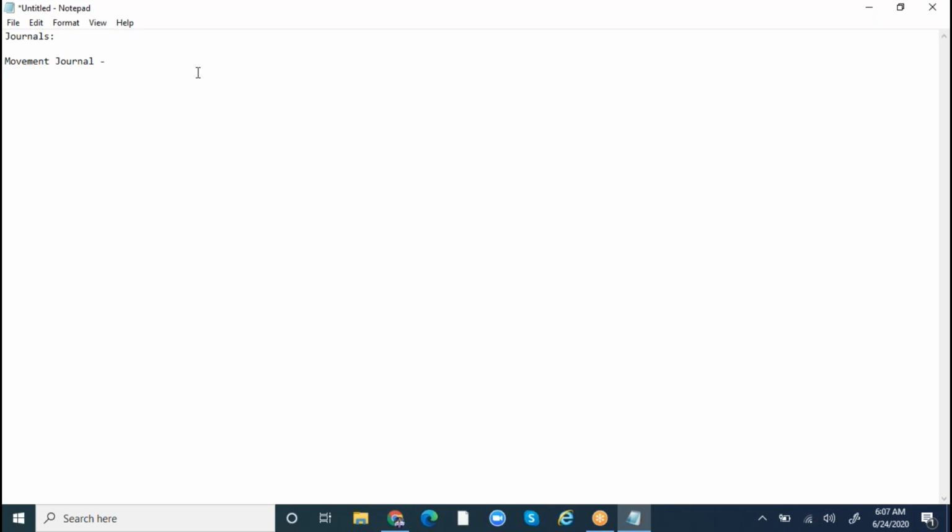Next, this is one movement journal. Next, the inventory adjustment journal. This is for when all of a sudden something is broken or suddenly damaged, and you want to decrease the stock from your inventory, the quantity of the stock. If you want to decrease or increase at any point of time, you can use this inventory adjustment journal.